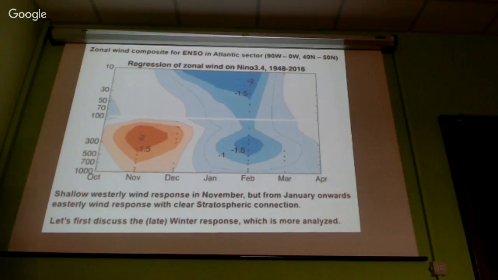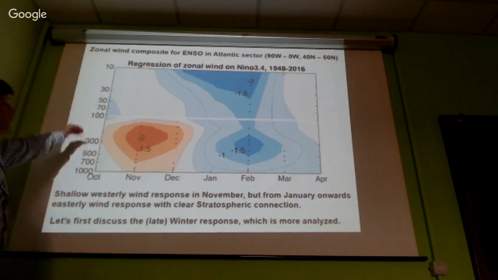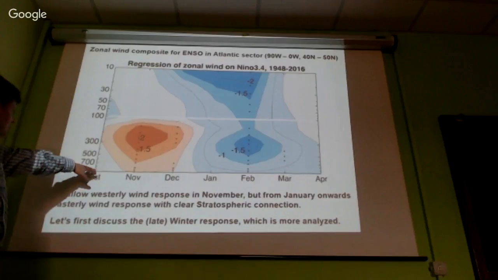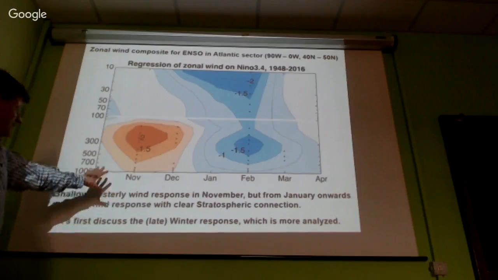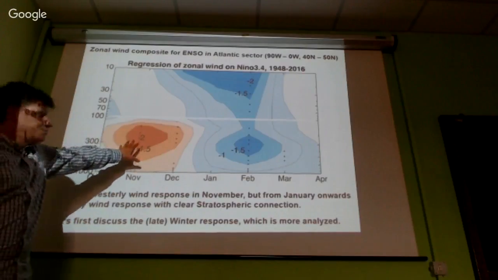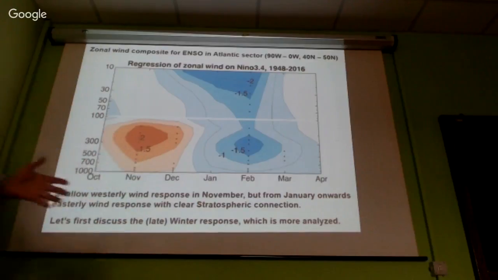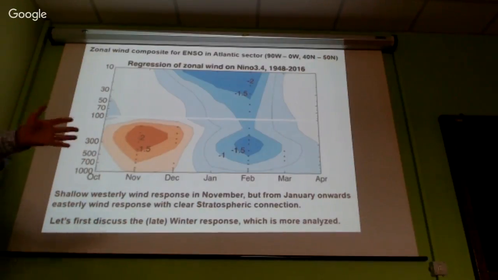So we have analyzed this further by looking at the westerly wind. This is zonal wind in the Atlantic region in the mid-latitudes. This index indicates how much warm air is advected from the Atlantic into Europe. This shows the time evolution, and this shows the vertical structure, from the surface going up to 10 hectopascal. It's quite interesting to notice that in November, we get these positive anomalies, which means westerly wind.